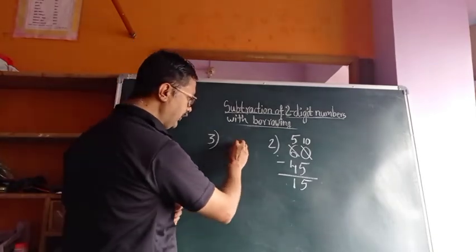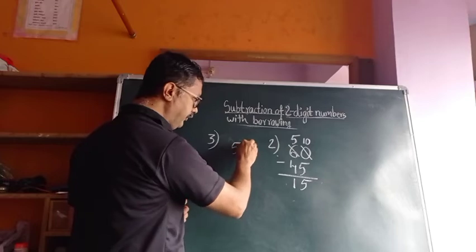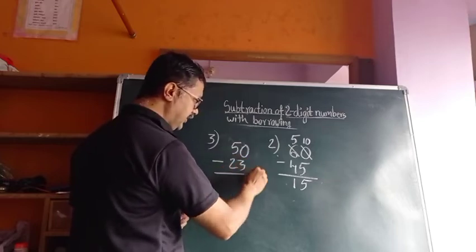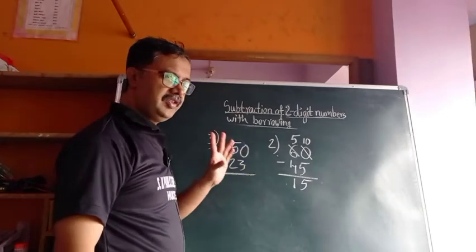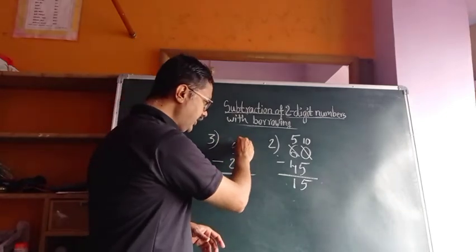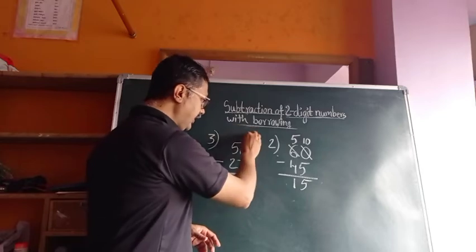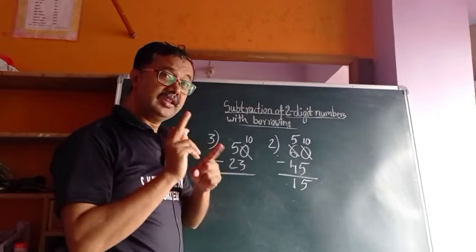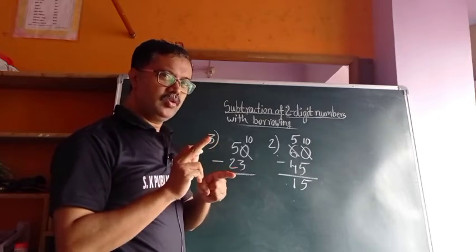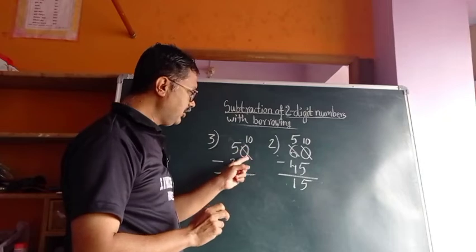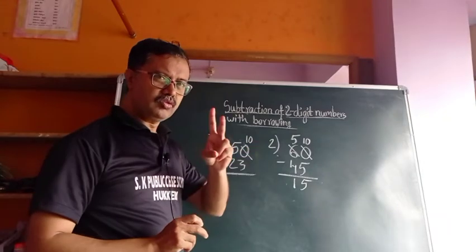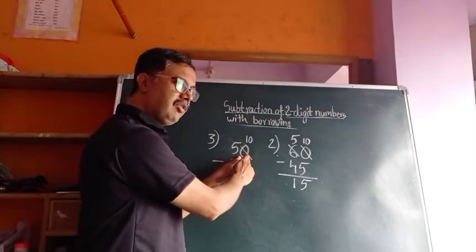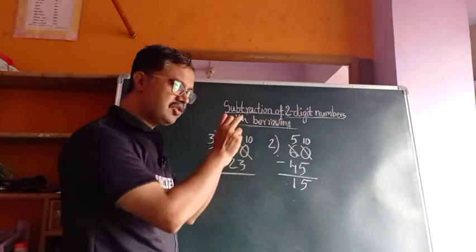Here the third one, 50 minus 23. Here also 0 is there. Strike out, write 10 immediately. Please remember this. First strike out, next number also have to strike out. Only these things you have to remember first. Whenever you strike out one number, then the next number also has to be struck out.